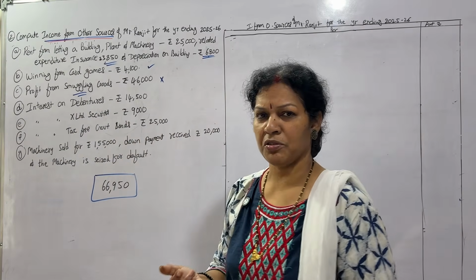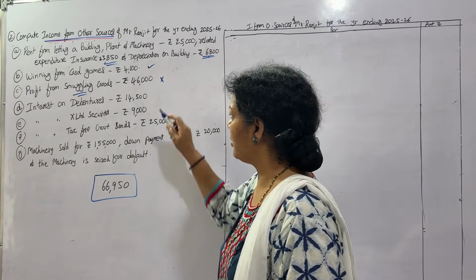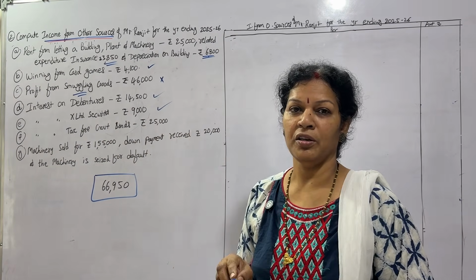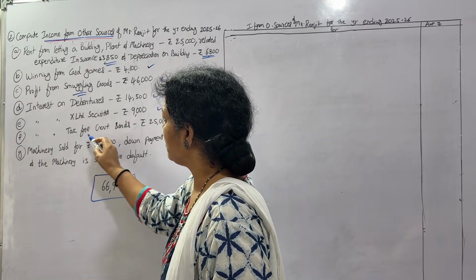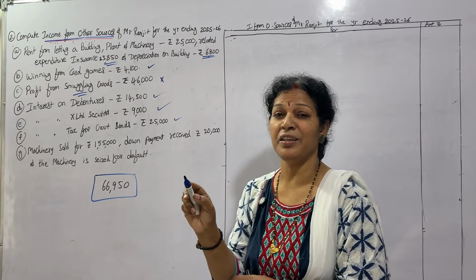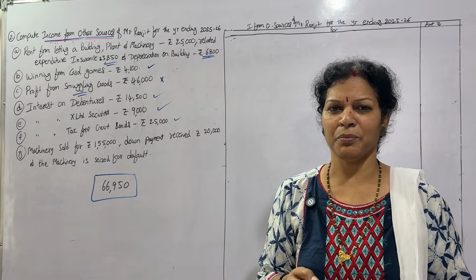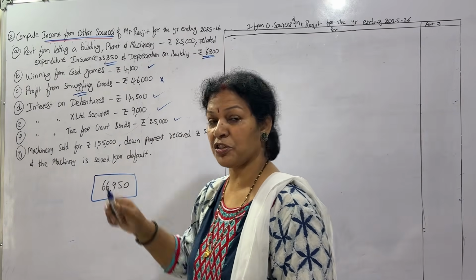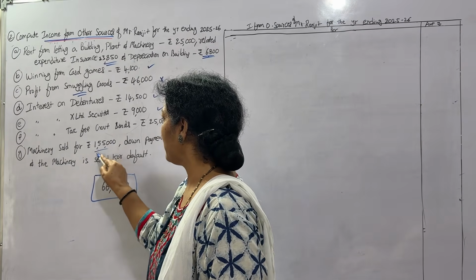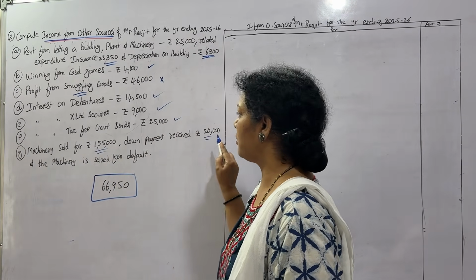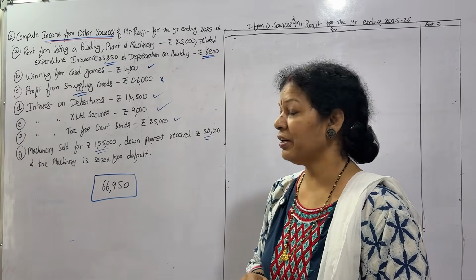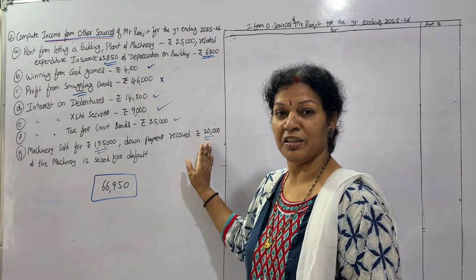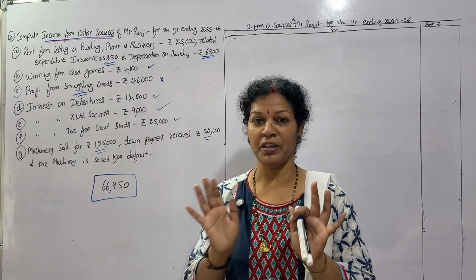Next, interest on debentures. Any interest, we consider as income from other sources. And interest on X limited securities, this is also income from other sources. Next, interest on tax free government bonds. Interest means benefit, so this is income from other sources. Okay, everything is clear. Now last transaction: machinery sold for 1,55,000, down payment received 20,000, and the machinery is seized for default.